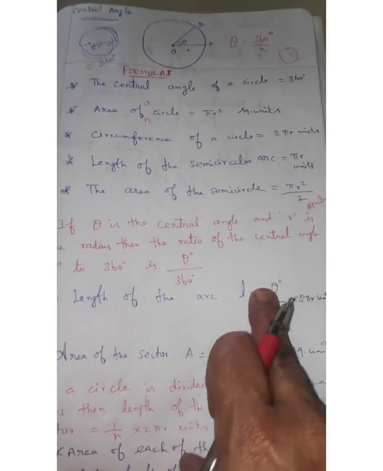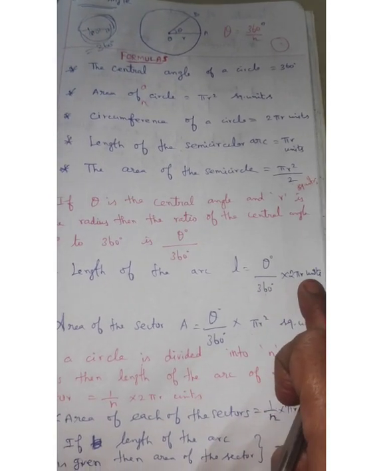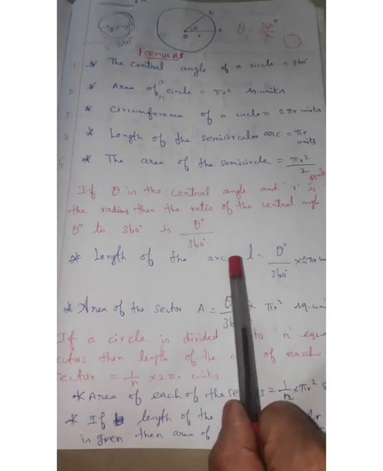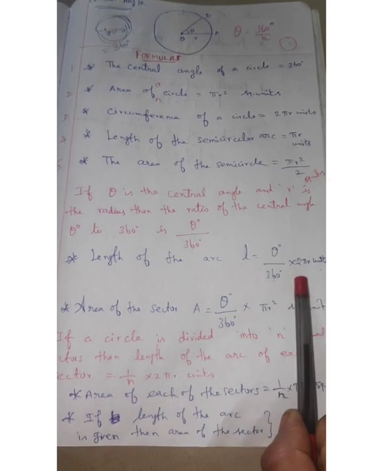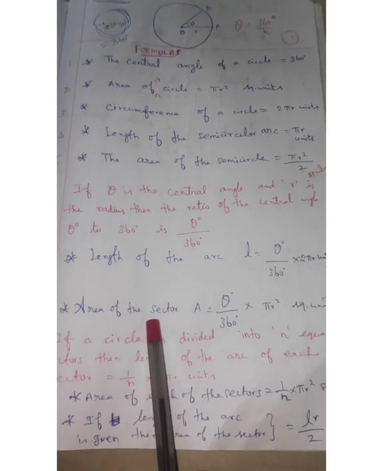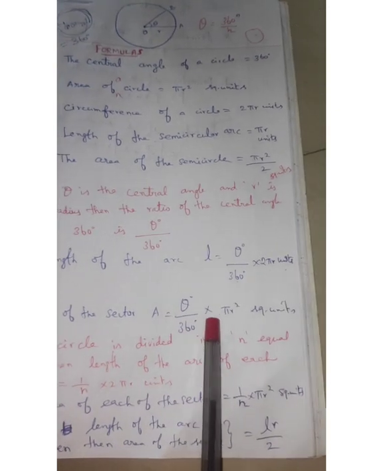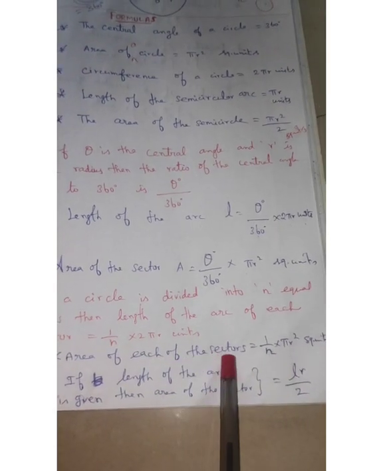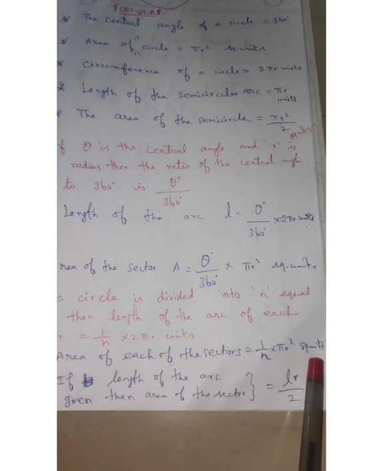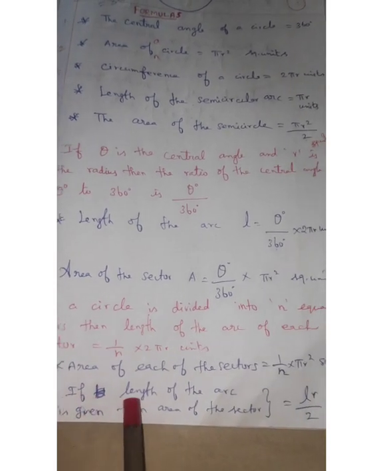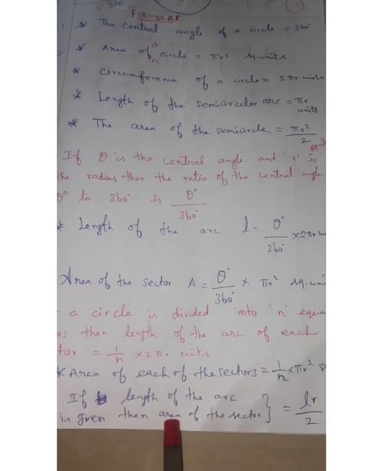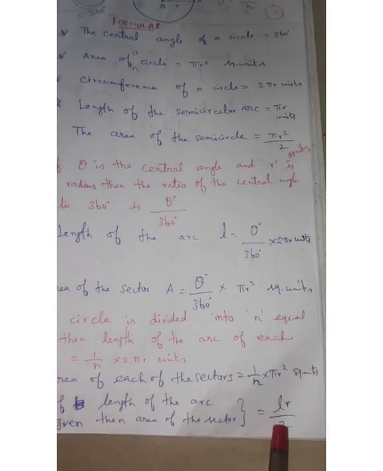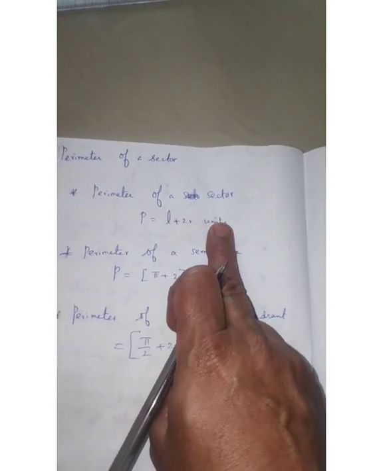Length of the arc L equals theta by 360 degrees into 2 pi r units. Area of the sector A equals theta by 360 into pi r squared square units. Area of each sector equals 1 by n into pi r squared square units. If the length of the arc is given, then the area of the sector equals L R by 2. Next, perimeter of the sector equals L plus 2R units.